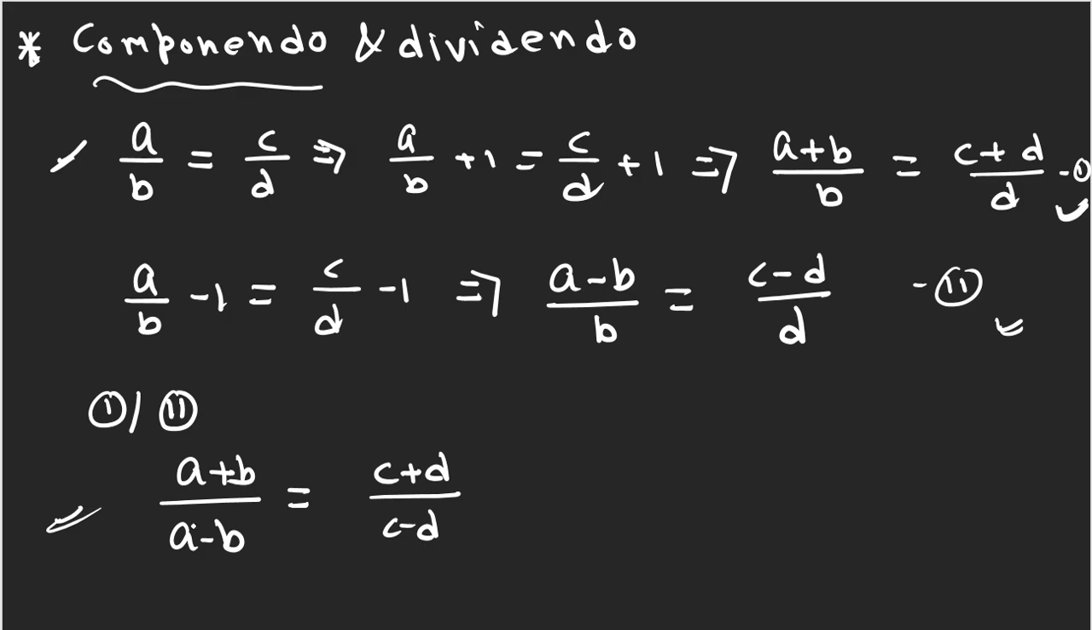We can reverse it too. So (A minus B) by (A plus B) will also be equal to (C minus D) by (C plus D). Let's see some example, real-time example. So suppose that we have one ratio 1 by 2 is equal to 3 by 6. Let's try to use this.